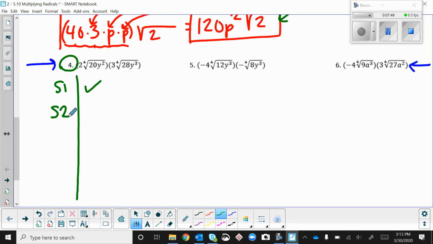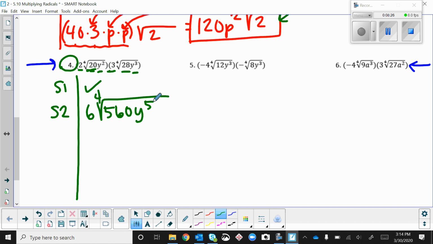Step 2 is to multiply the numbers on the outside. So that's 2 times 3, which is 6. And then multiply what's on the inside. That's 20 times 28. So 2 times 28 is 56. And then just add that 0 at the end. That's 560. And then y squared times y cubed. Your base is y. You're adding the exponents. It's to the 5th, right?